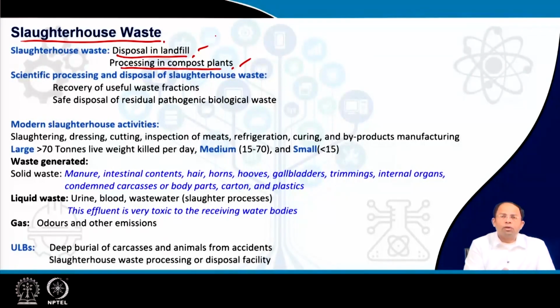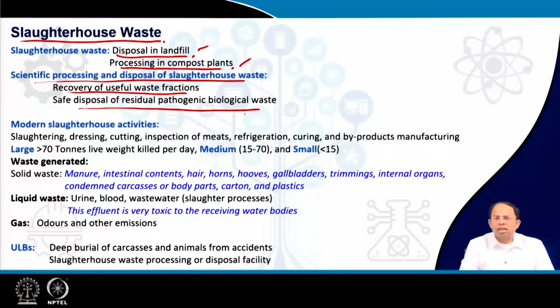Now before we even go into disposal, we need to scientifically process and of course dispose of the slaughterhouse waste. We have to first reduce the quantity of slaughterhouse waste that is being generated. So first we have to recover as much as we can from that particular waste and make it into usable materials within the slaughterhouse itself. And finally, safe disposal of residual pathogenic biological waste has to be taken up. So first is recovery and then finally disposal of the material, because this is a contaminated material.